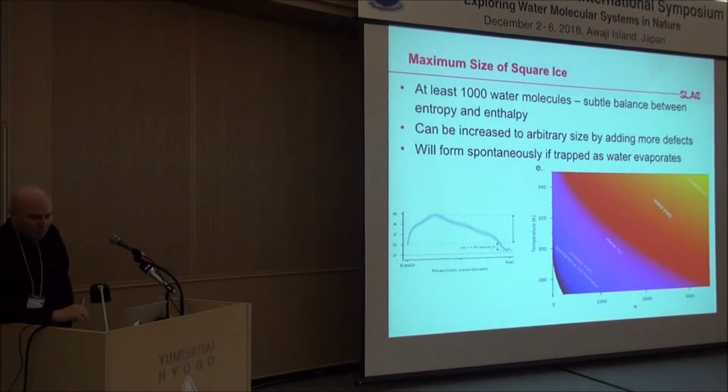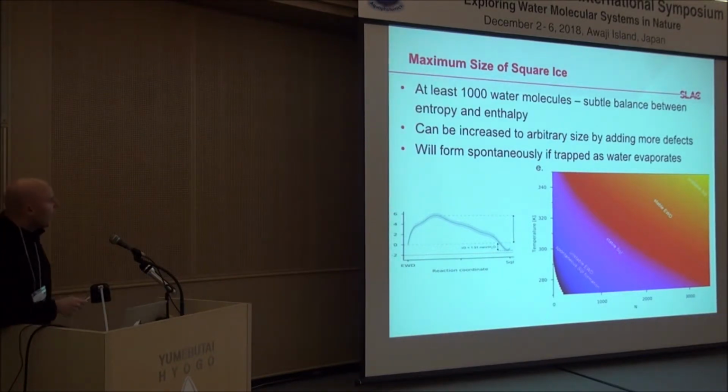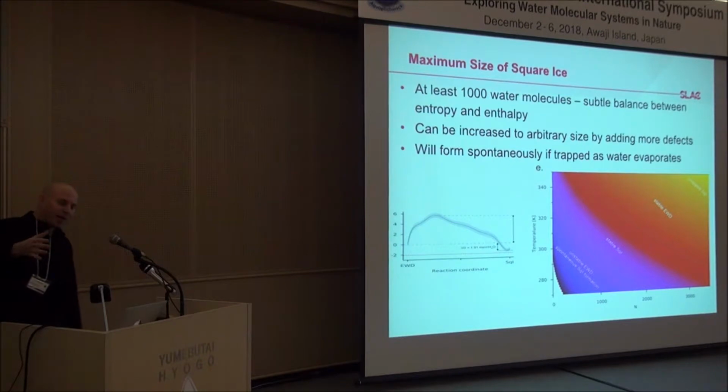So, you can do a bunch of math, which I can't detail here, and you can show that you can make clusters of about 1,000 water molecules at room temperature, and you can actually keep adding defects, ways to cheat, to get bigger and bigger clusters of this. And it should form spontaneously. So as the water's evaporating, you're actually going to make this happen automatically. And you can see here that the delta G is negative, although there is a big transition state.